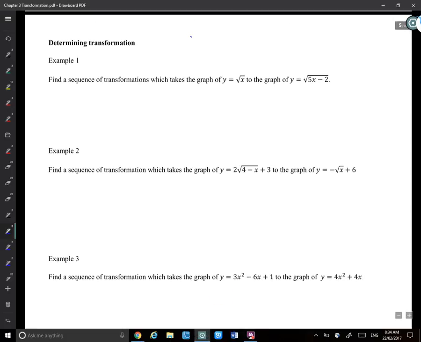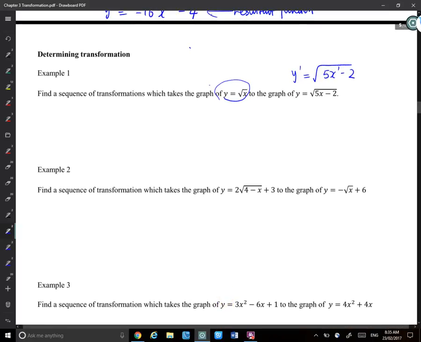Okay, example 1. Find a sequence of transformations which takes the graph y equals square root x to the graph y equals square root 5x minus 2. So that's the original equation. That's the new one, so y dash equals square root 5x dash minus 2. Square root on both sides is all good, I don't need to change anything. So y just equals y dash. There's no change for y values. But x will equal 5x dash subtract 2.